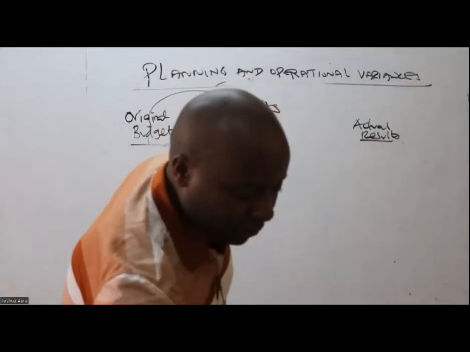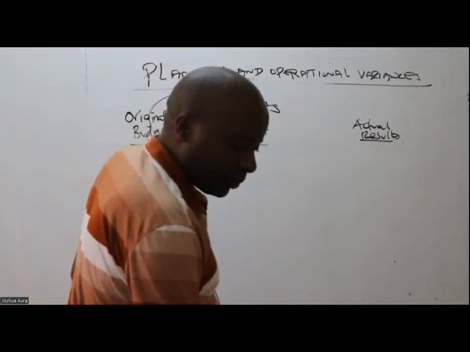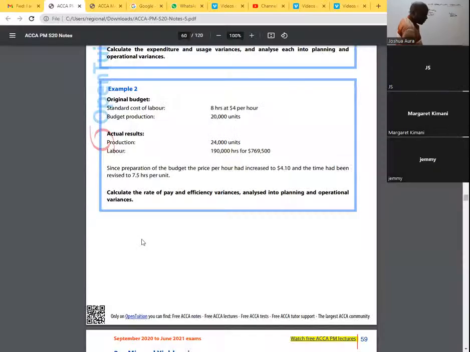Great. So I'll come here. I can see they have given me the original budget, and this is about labor. It is 8 hours, each at 4 per hour. And then under the original, we still have budgeted production of 20,000 units. And now we'll go to the revised.